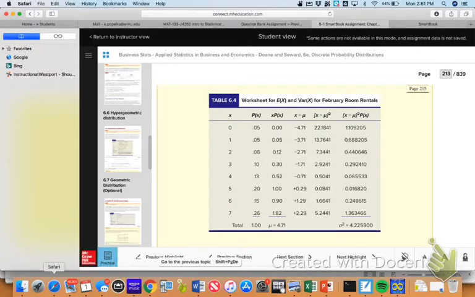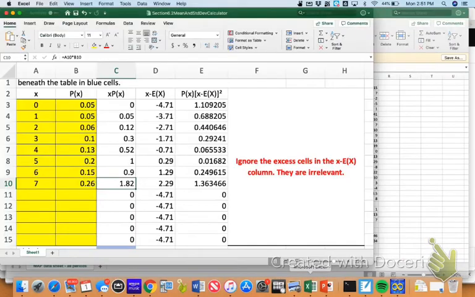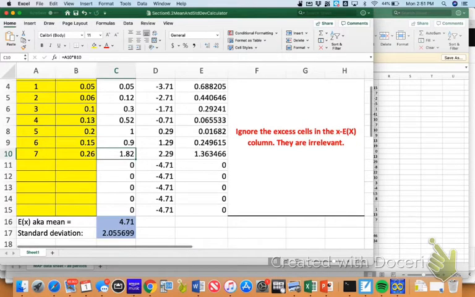Hey, so this is the homework textbook problem I was talking about, and I took the data from this row and that row, and I typed it into the Google spreadsheet that I sent you a link to. And so I just typed the information into these two columns of the spreadsheet, and the spreadsheet did all the work for me, got me my mean and my standard deviation that I needed to answer part A.